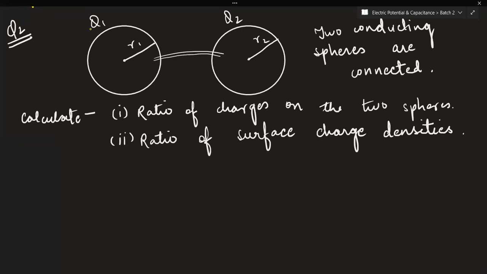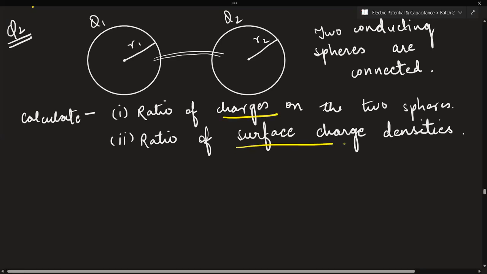Okay, now let's discuss it. So I hope you have seen the question once. So in this, what is there? Two conducting spheres are connected by means of some wire. Radius of the first sphere is R1, charge is Q1. Radius of second sphere is R2 and the charge is Q2. It has asked you to take out the ratio of the charges and the surface charge densities. Firstly, you have to calculate the charges, and with the help of charges, you have to find out the surface charge density.